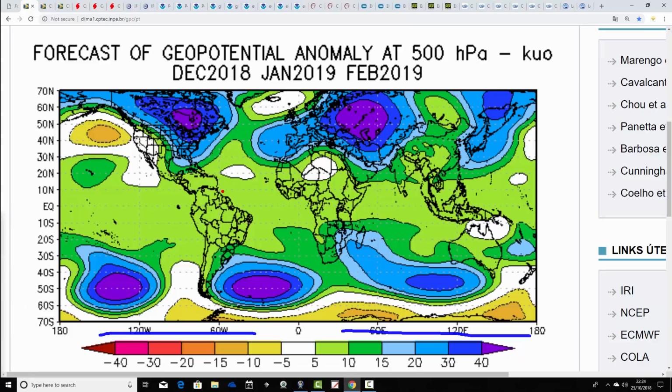So in terms of 500 millibar height anomaly, we see an area of above average heights to the south and southwest of the British Isles, also to the southeast too, with not particularly low pressure, but certainly lower heights out to the northwest.